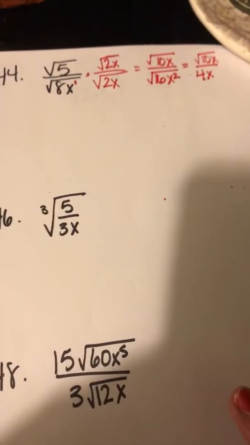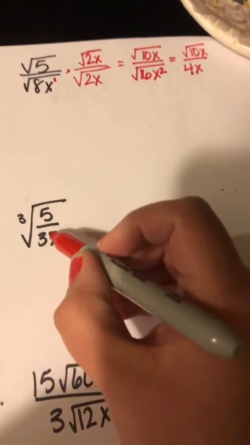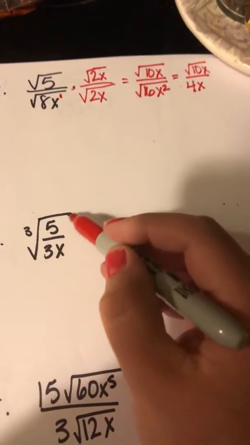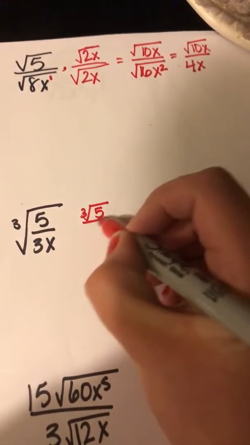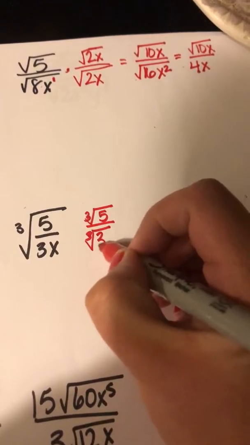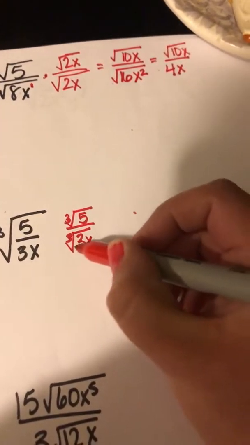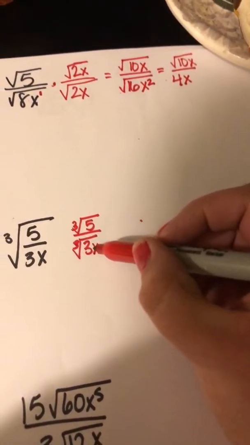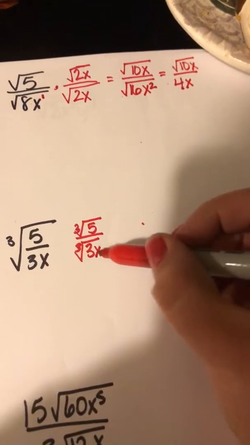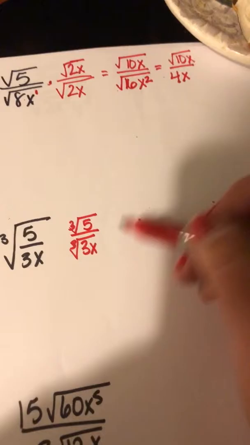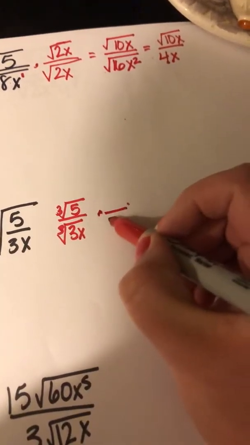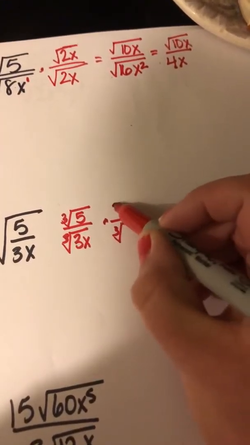All right, on 46, I need to get this root gone in the denominator. This does not reduce any, so I'm just going to separate it as the cube root of 5 over the cube root of 3x. Now, looking at your perfect cubes column, 3 needs to be changed into a perfect cube. Can't be changed into 8, and it can be changed into 27 by multiplying it by 9. So I'm going to multiply by the cube root of 9.